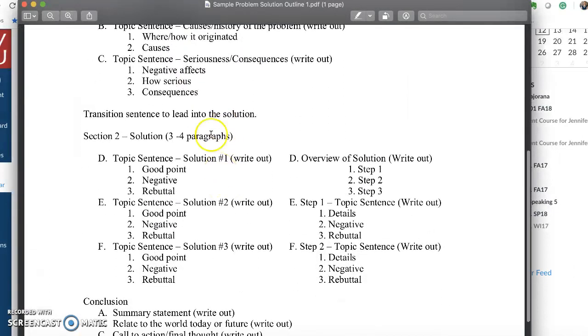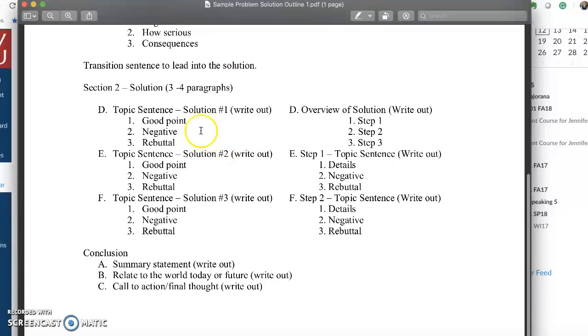Okay, and then you can use a transition sentence to lead into the solution. We'll talk about that in class more. Don't worry about that too much. So now the second section is your solution. And here it's pretty straightforward.